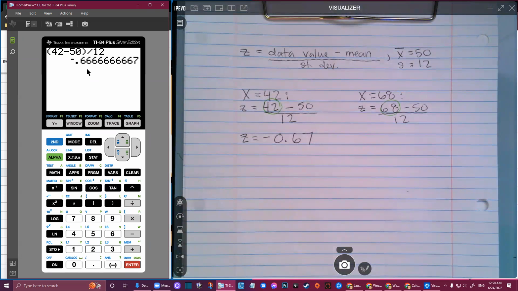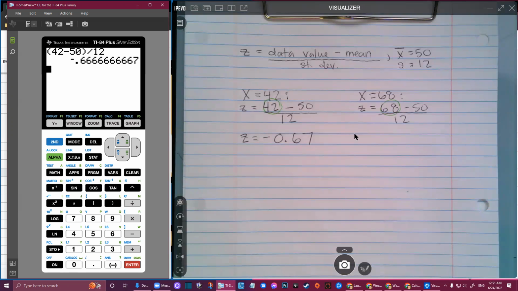We should expect that it's negative because the data value 42 is less than the mean. And z-scores indicate where we are relative to the mean. So if we're less than the mean, we should get a negative z-score.